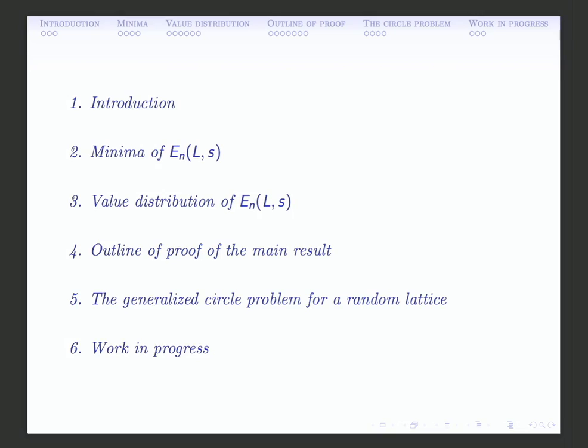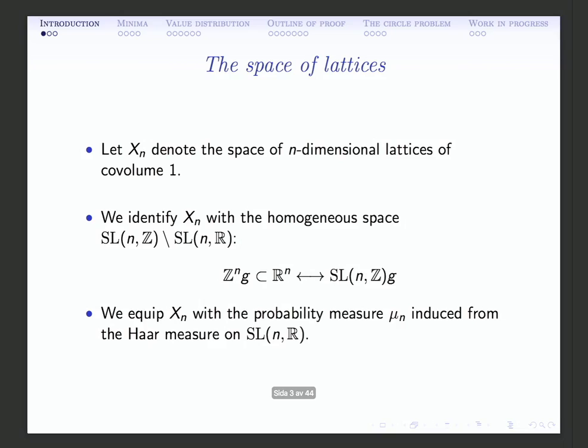So we're somewhere close to the work in progress at the bottom here. Okay, so I'll use the notation X_n to denote the space of n-dimensional lattices. And for this talk, it's not very important, but you can identify this space with the homogeneous space SL_n(R) mod SL_n(Z), in a way pointed out here on this slide, how you do this identification.